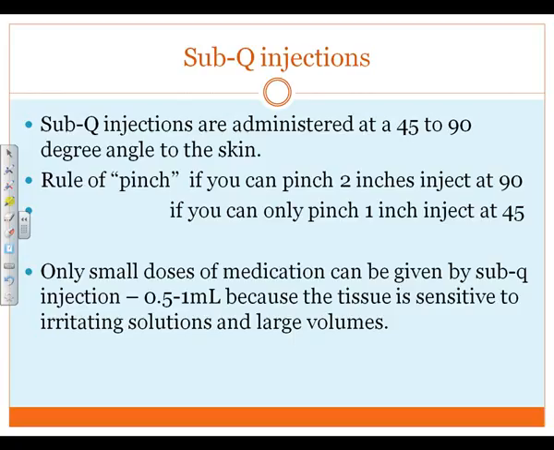So I could use a 90 or a 45 degree angle with her, because hers is not 2 inches, but it's over 1 inch. So you could use a 45 or a 90. So I would either do this, which would be a 90, or this, which would be a 45 degree angle. Does that make sense?